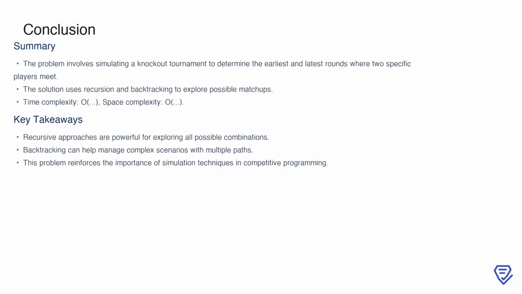To wrap up, we explored how to solve LeetCode problem number 1900 by simulating a knockout tournament using recursion and backtracking. This problem highlighted the importance of simulation techniques and reinforced key concepts like managing multiple paths and exploring combinations.